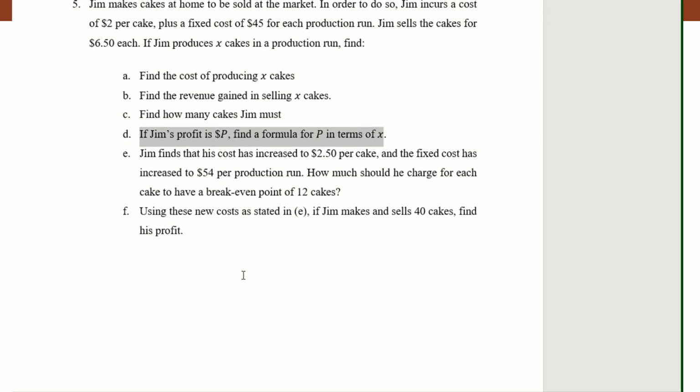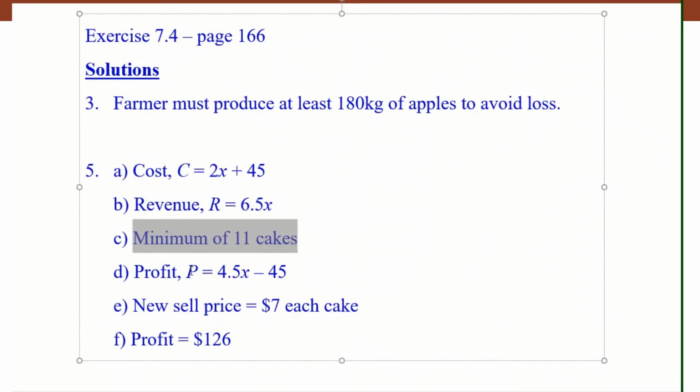The profit formula is your R minus C. So your profit formula is P equals 4.5x, which is basically you take this minus this. So 4.5x minus 45.